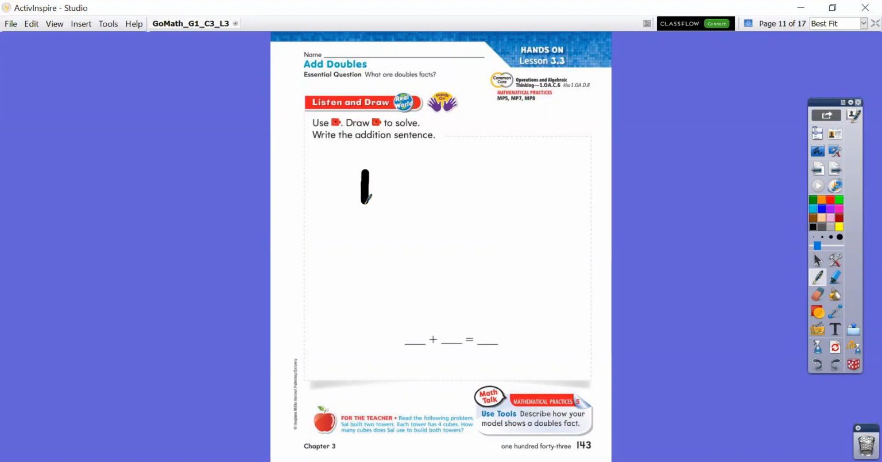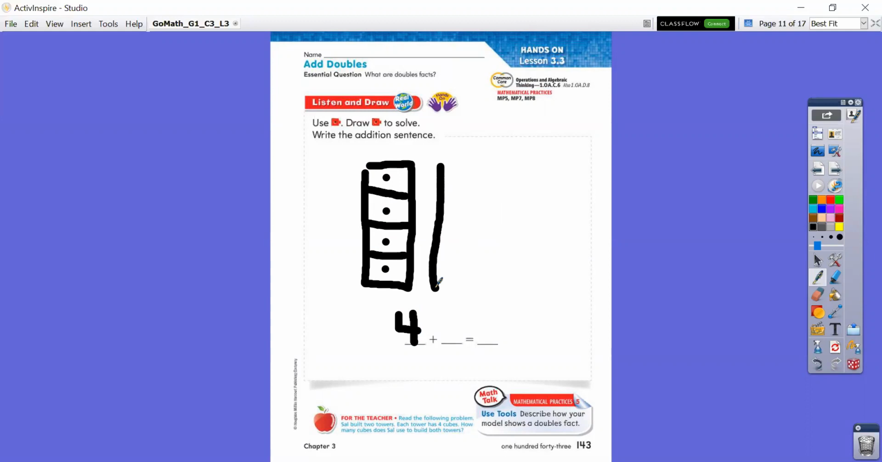Okay, so I'm going to go down here, and we'll make it be 4. We'll make them look like cubes like we do at school. There's 1, 2, 3, 4. That would be my first number in my addition sentence, 4. Now he built 2 of them, so this one has to be exactly the same for it to be a double. So we have to make another 4 here.